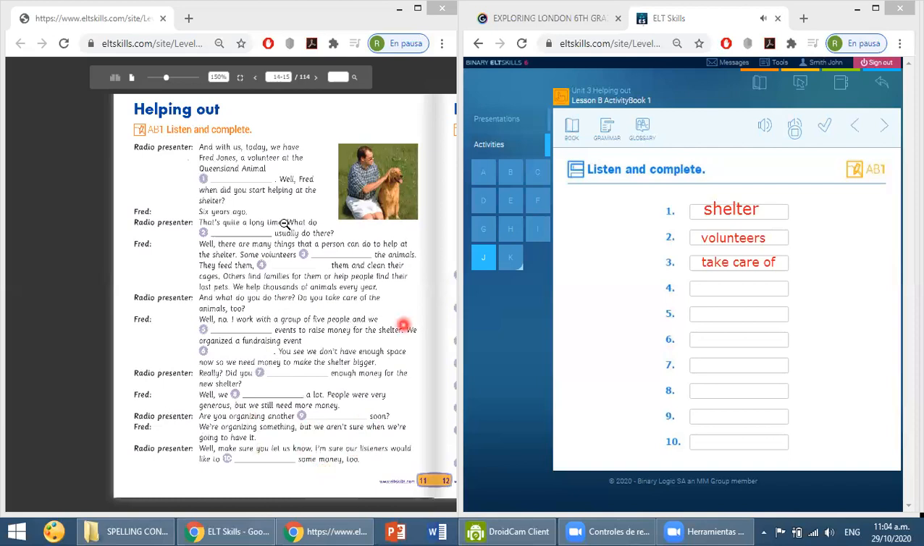Okay, this conversation is about an animal shelter, no? And how the people help these animals. Good, Daira, very good. Excellent job, Daira. These are the words. Let's continue, please. Go to Zoom, Fabricio. Go to Zoom and complete number 6 or number 8 or number 10. Listen one more time, okay?